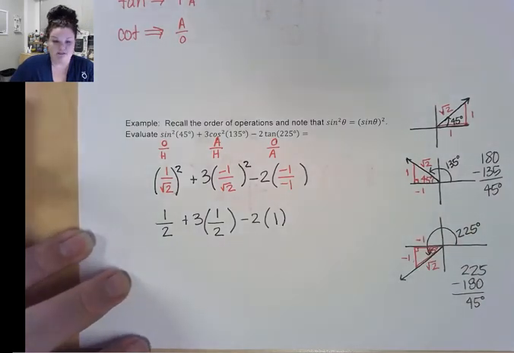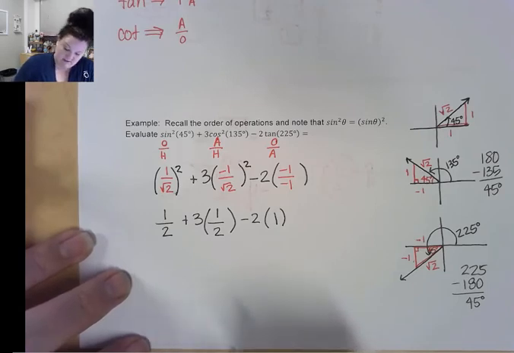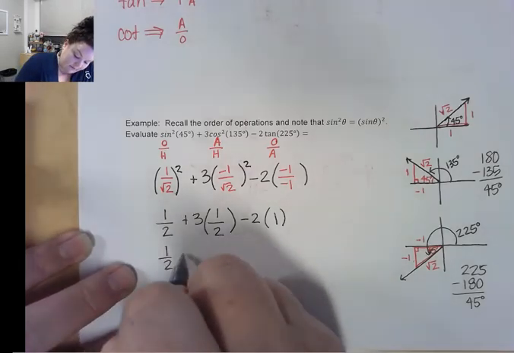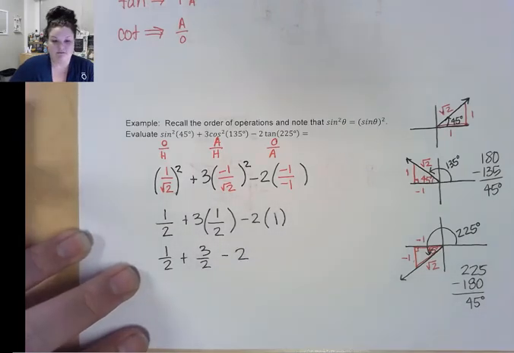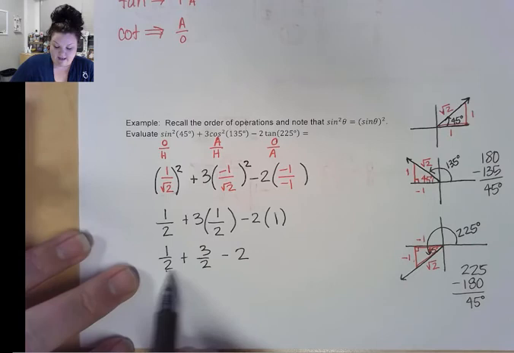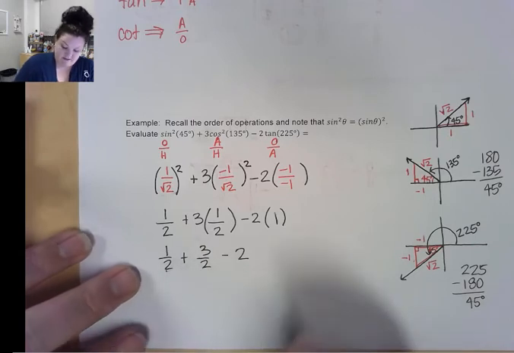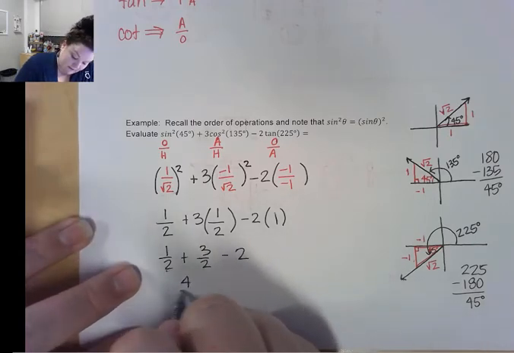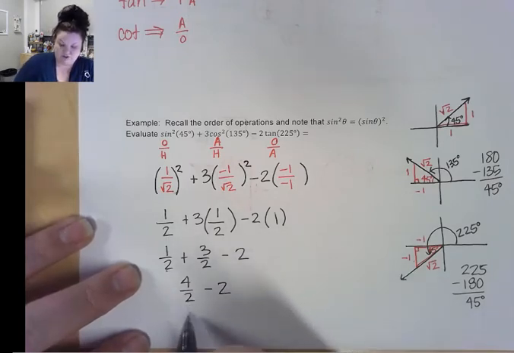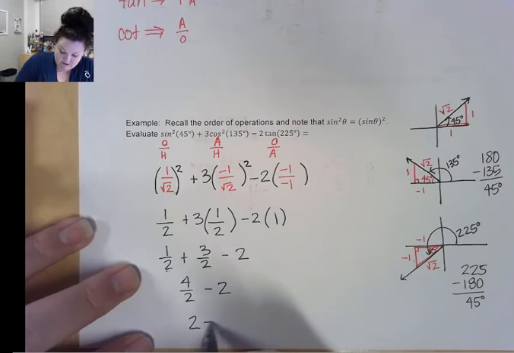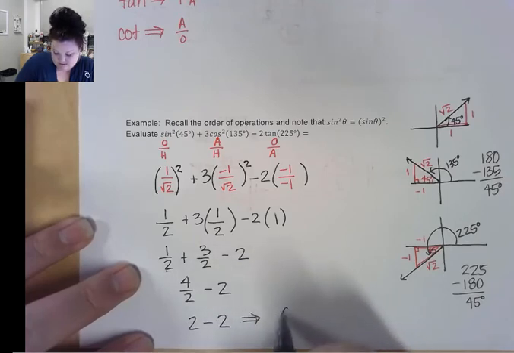Okay. So I continue to simplify. This gives me 1/2 plus 3/2 minus 2. Okay. So 1/2 and 3/2 gives me 4/2 minus 2. 4/2 is just 2, right? 4 divided by 2 is just 2. And 2 minus 2 is 0.